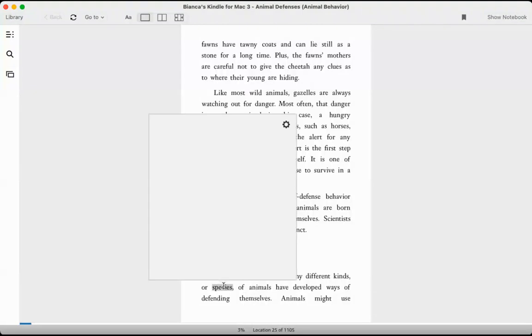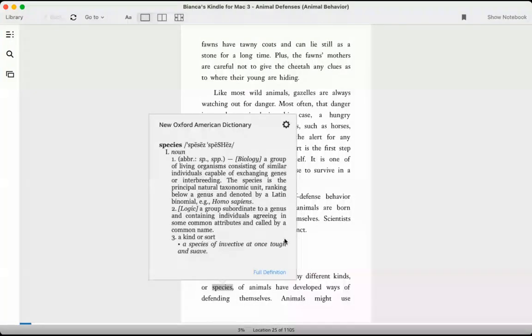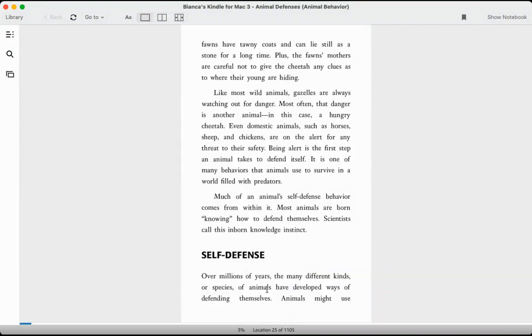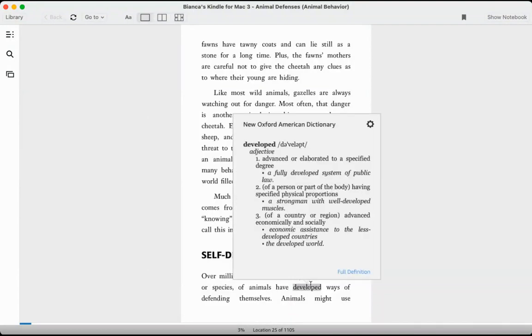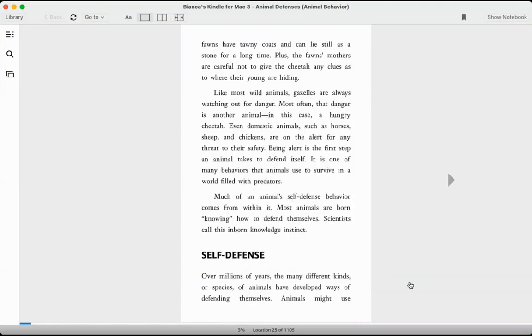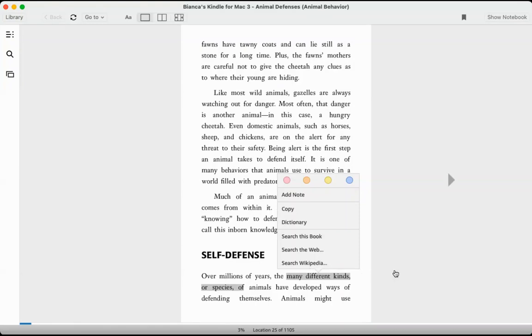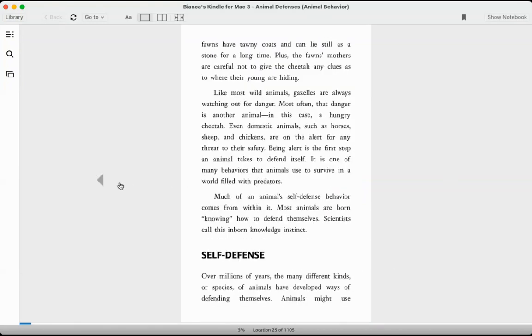So I know species means many different kinds, a group of living organisms. I like that the Kindle has like a dictionary when I click on a word. Look at that. How cool is that? And you can find out what it means. Species just means that it's a different kind of animal, right? So you have, for example, I'm not ready to give examples. Let me keep reading.